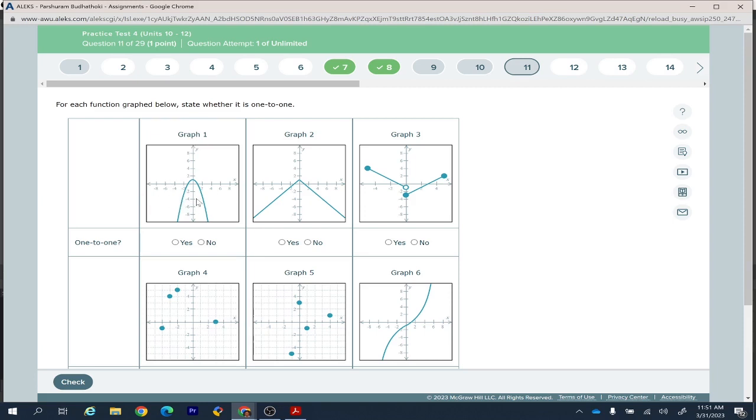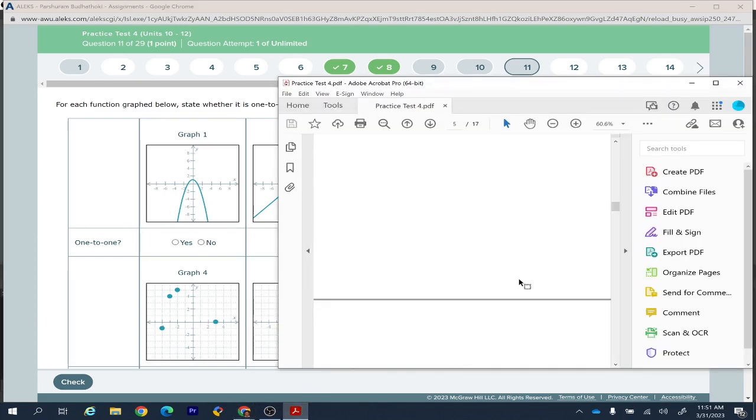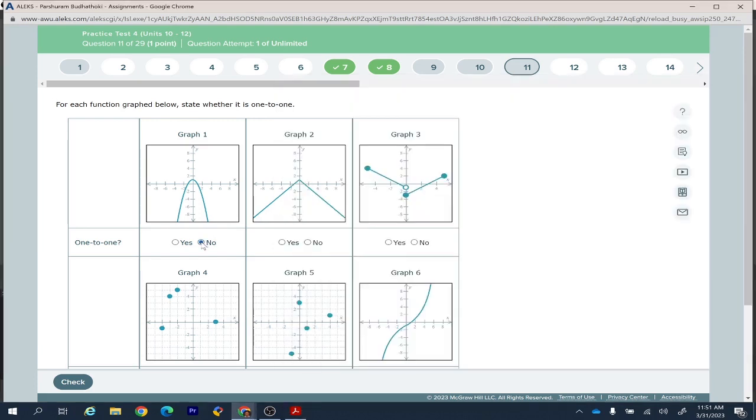For example, the first one, you can see here there are so many points. What I'm trying to say is, this is the first graph, and there are so many horizontal lines you can see which will intersect this graph at more than one point. So this is no. Here you can see once again the very same story, even the x-axis is intersecting more than once.